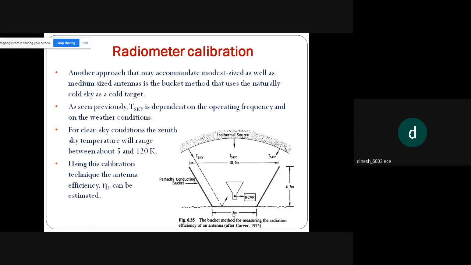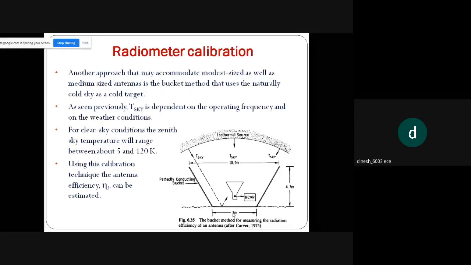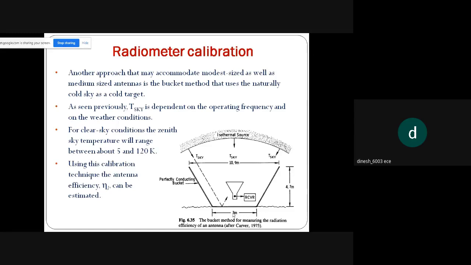The radiometric calibration may accommodate modest as well as medium sized antennas using the bucket method, which uses the naturally cold sky as a cold target. So this is the bucket method, which is in the shape of a bucket, where the radiation efficiency of an antenna can be measured, as done by Carver in 1975 in IEEE publications. For clear sky conditions, the zenith sky temperature will range between 5 and 120 Kelvin. Using this calibration technique, the antenna efficiency can be easily estimated. T sky depends on the operating frequency and the weather conditions.